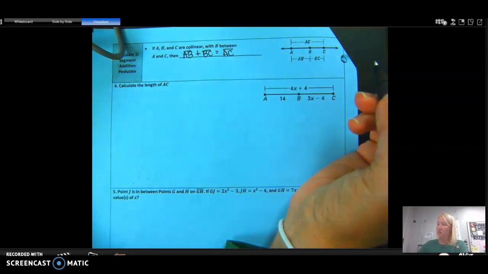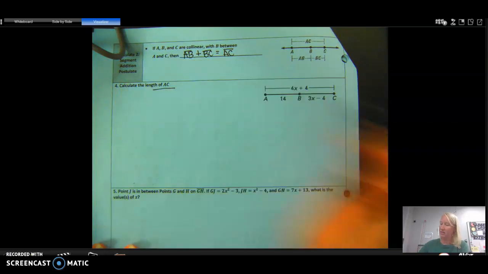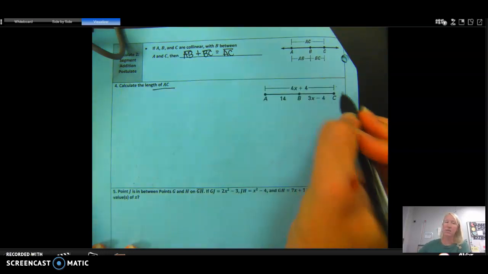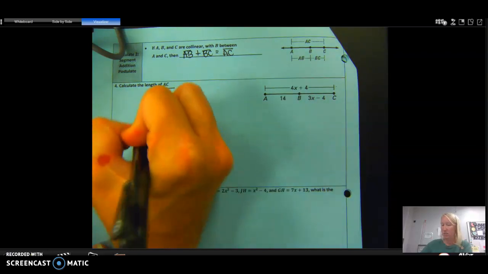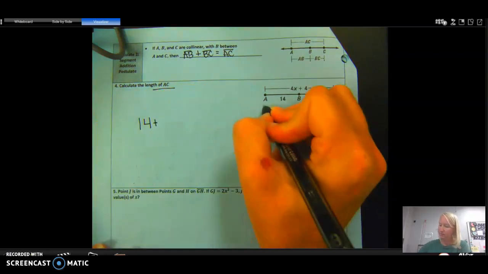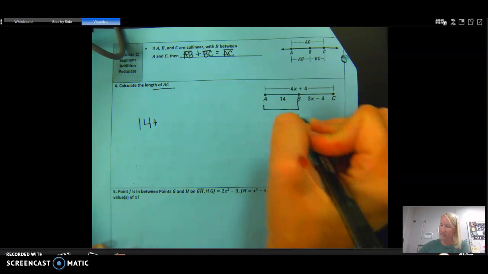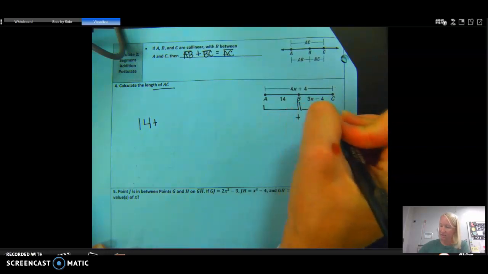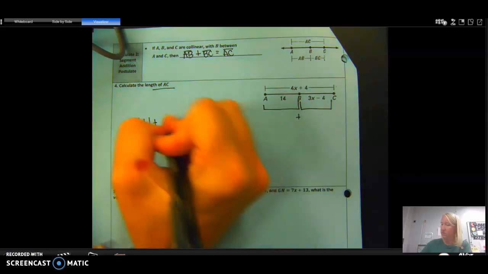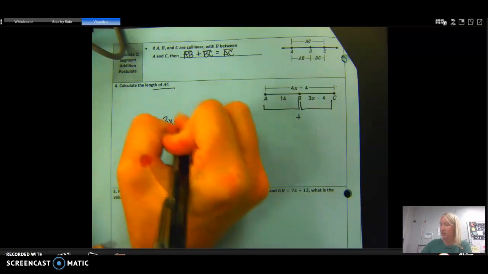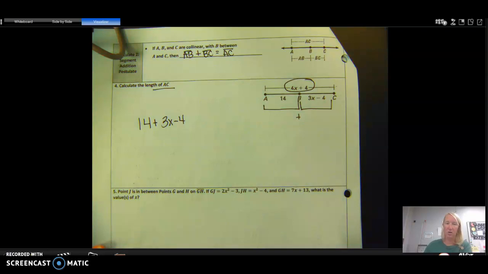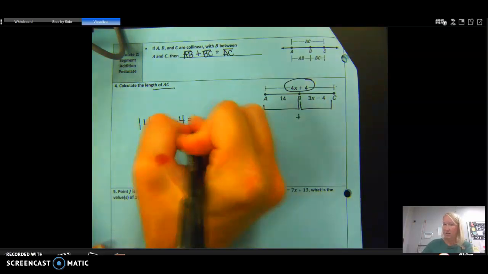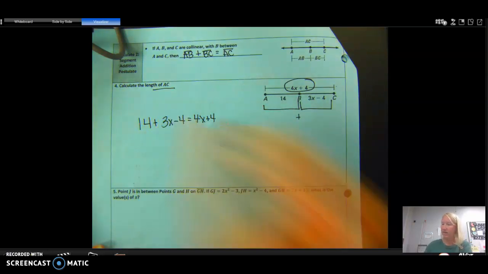Okay? So calculate the length of A to C. So A to C is here. We're going to use segment addition postulate, and we're going to say, okay, A to B, which is 14, plus B to C, which is 3x minus 4, should equal the whole distance, or whole length, of 4x plus 4 of A to C.